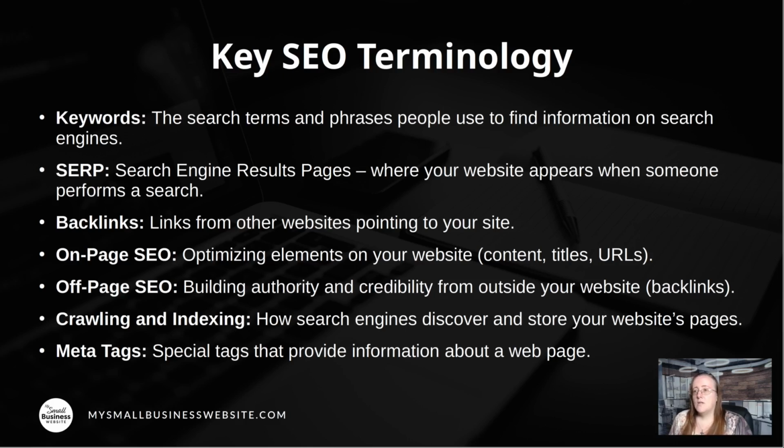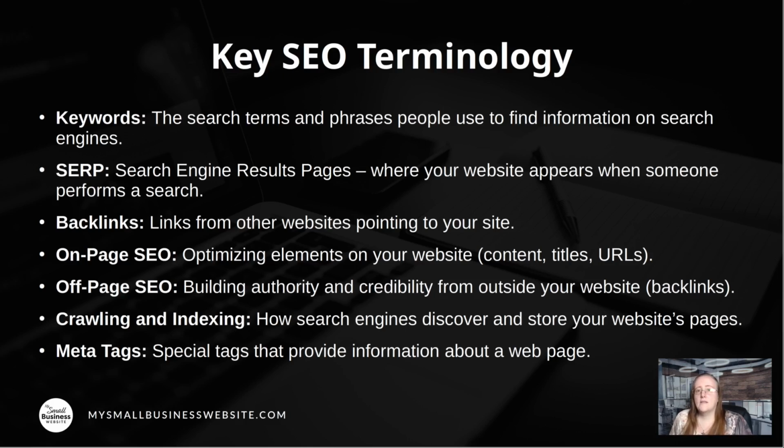On-page SEO is referring to elements on the page itself. These can include content, titles, the URL that's actually in the URL bar for the page or the website, and other things like that, images and things. Off-page is talking about your authority and credibility outside of your website. So these are your backlinks and things like that.